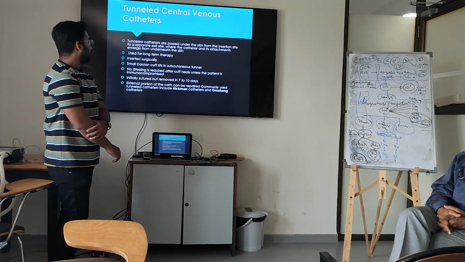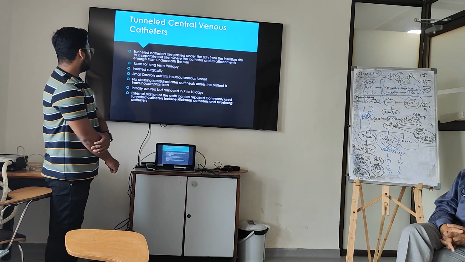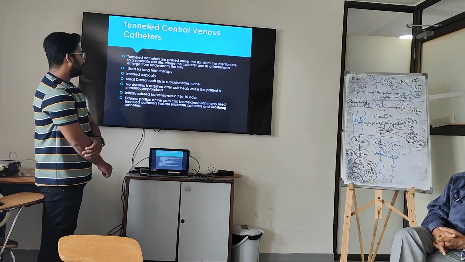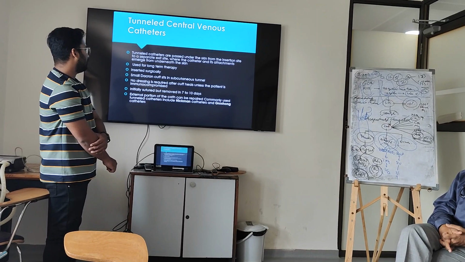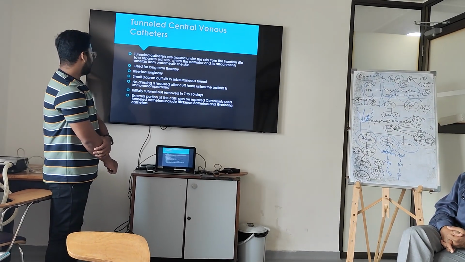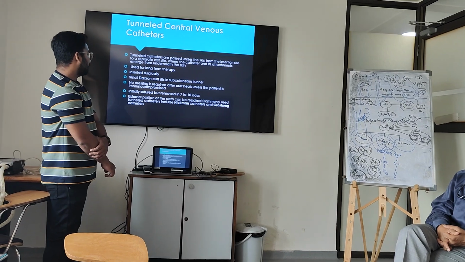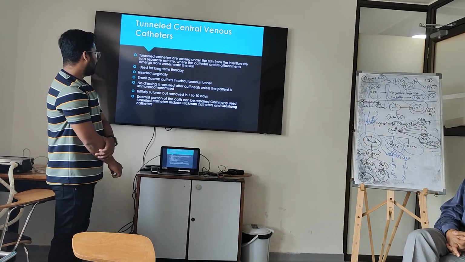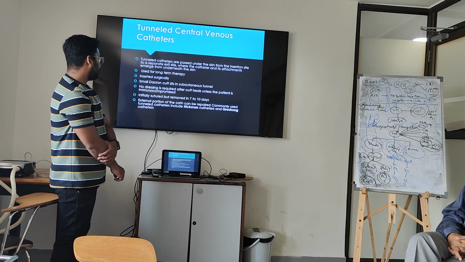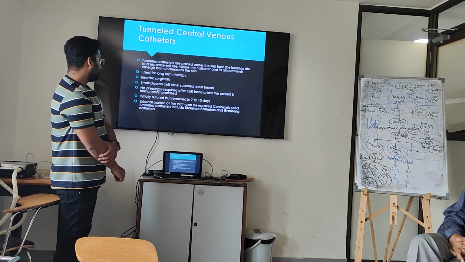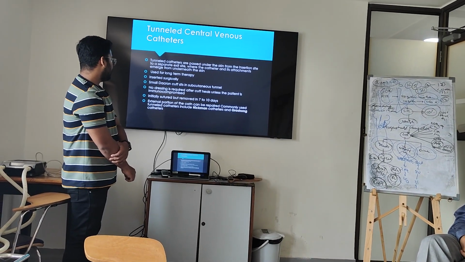Tunnel catheters are passed under the skin from the insertion site to a separate exit site, where the catheter and its attachment emerge from underneath the skin. It is used for long-term therapy and inserted surgically. A small Dacron cuff sits in the subcutaneous tunnel. No dressing is required after the cuff heals unless the patient is immunocompromised. Initially sutured, but it can be removed in 7 to 10 days.